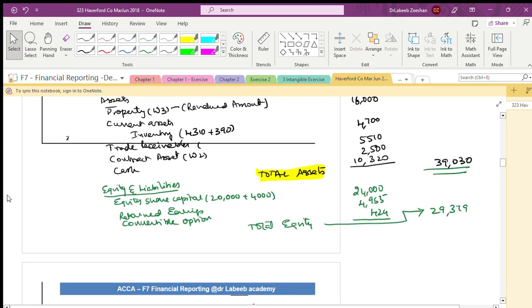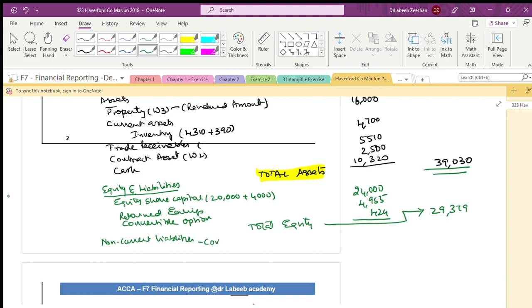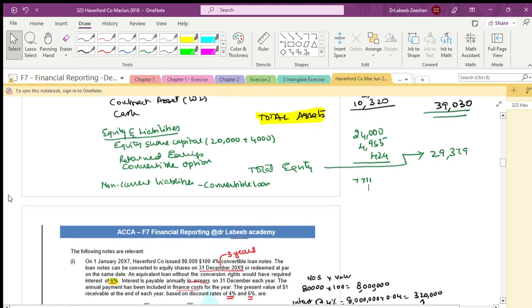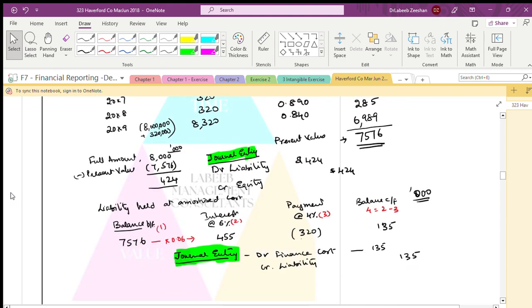Next, non-current liabilities. So you have convertible loans. How much are the convertible loans? 7711. We have done this in the working notes.